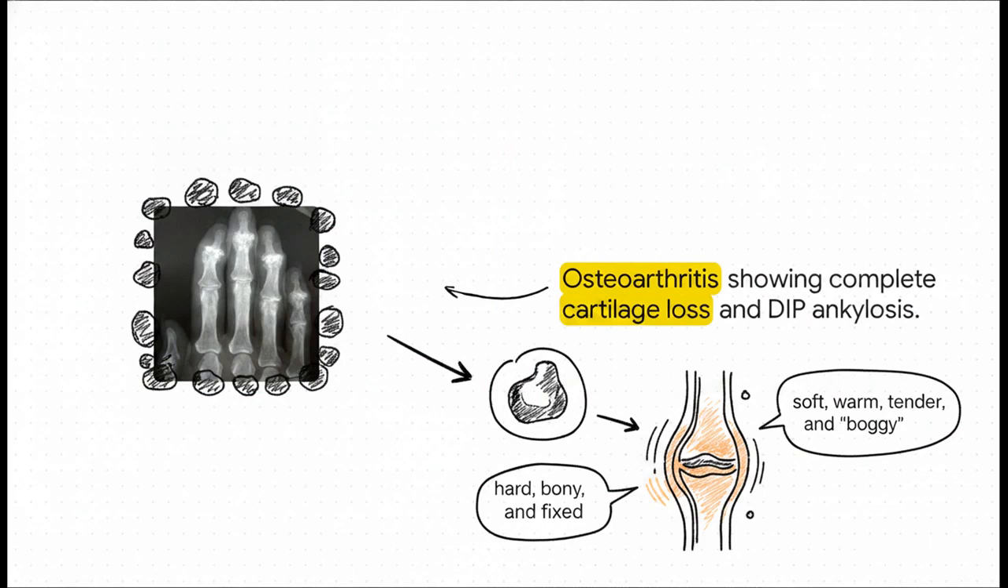Clinically, these are what form Heberden's nodes. If you palpate them, they feel hard, bony, and fixed. Contrast that with our RA patient, patient B. If you felt her joints, they would feel soft, warm, tender, and kind of boggy. That's because of the active synovial hypertrophy and effusion going on in there.